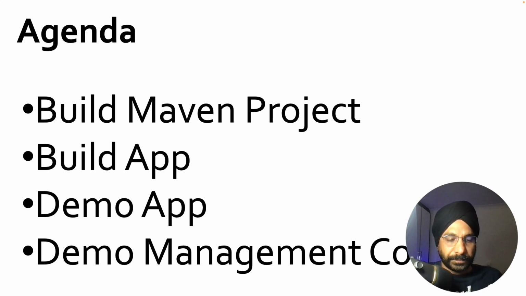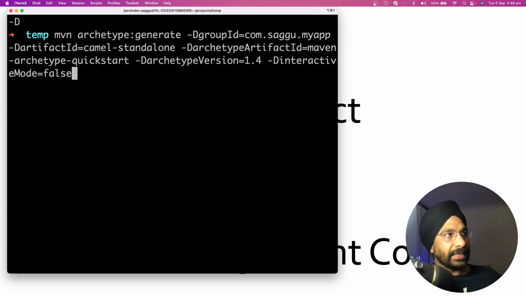All right, so first things first, as I promised, we're going to build an empty Maven project. What I have done here is I'm using the Maven archetype generate plugin to generate an empty shell project. Have a look here: I have given the group ID com.sagu.myapp and artifact ID, I'm calling it camel standalone, just for demo purposes, and then you have to give a bunch of other values.